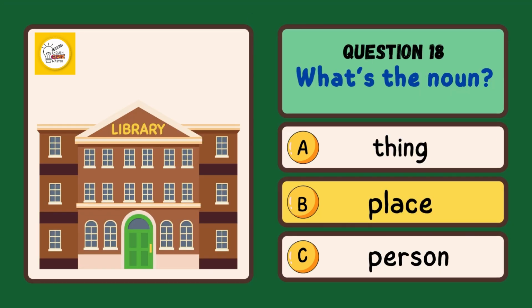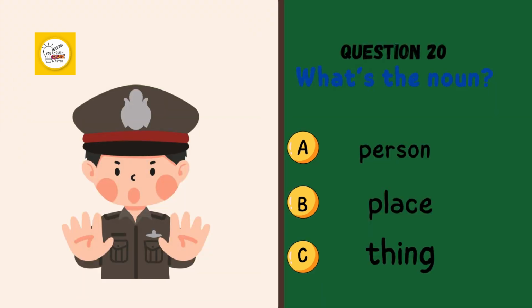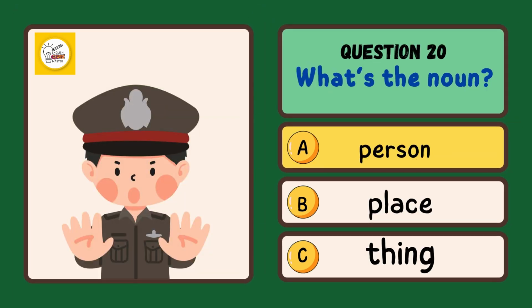Question number 18. The correct answer is B. Place. Question number 19. The correct answer is A. Thing. Question number 20. The correct answer is A. Person.